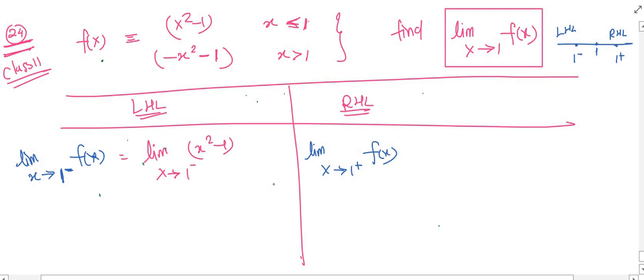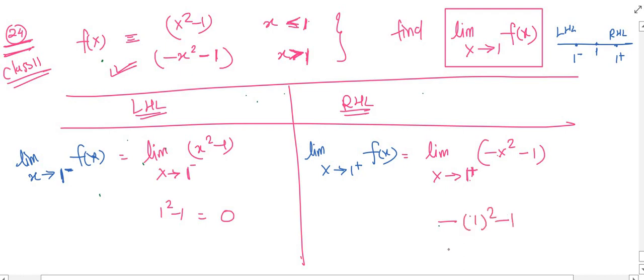Now just put the value of 1. So 1 square minus 1 is 0. This is LHL. Now RHL, look, limit x tending to 1 plus, a little bit more than 1. Little bit more than 1 means we will take this one. So let me put minus x square minus 1. Now let me put 1 here and check the answer. Minus of 1 square minus 1, which is minus 1 minus 1, is minus 2.